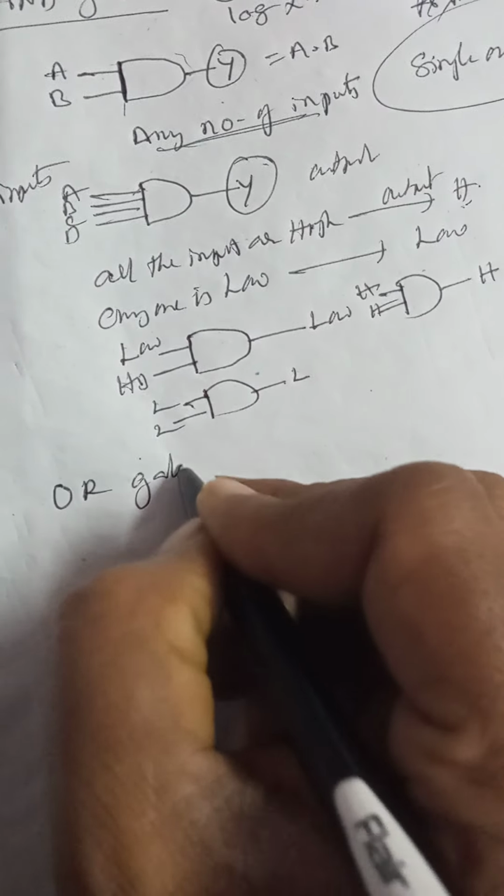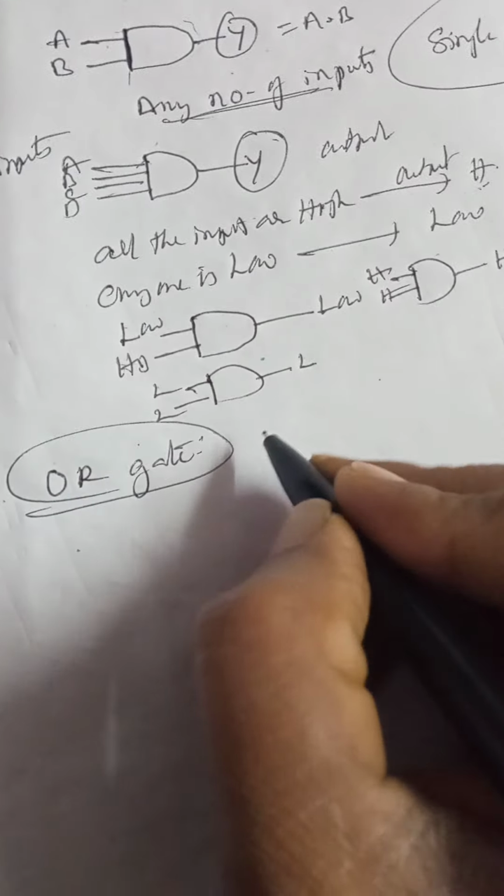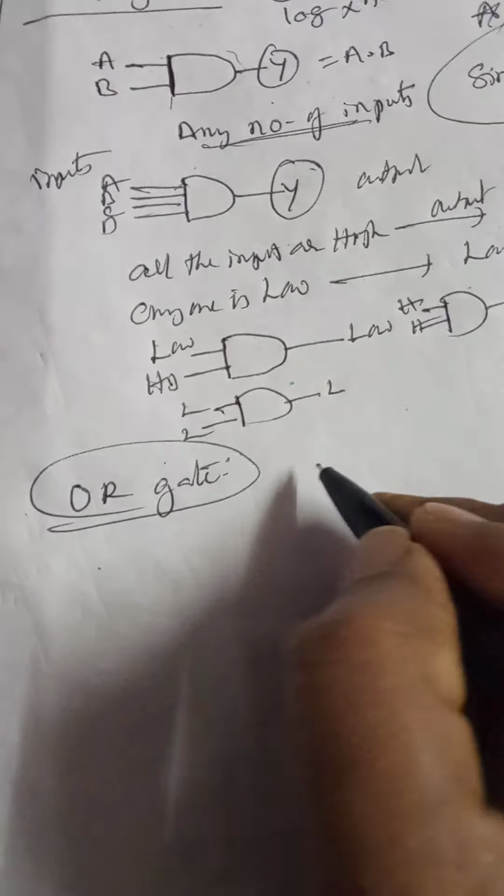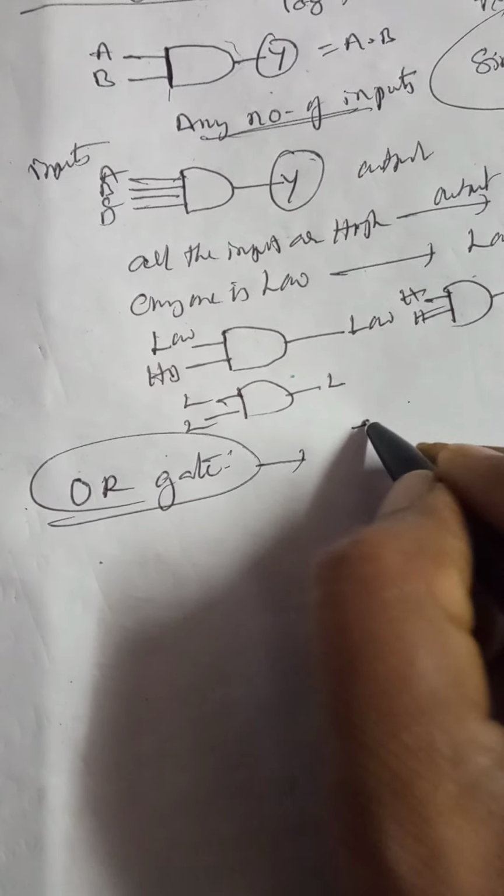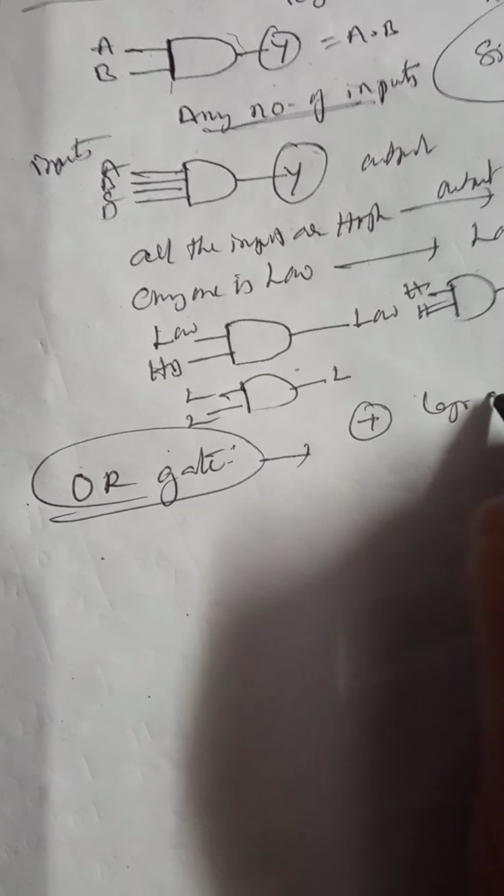Next one is the OR gate. These are very, very important. These are the basics, right? OR gate is nothing but plus. It's a logical addition.